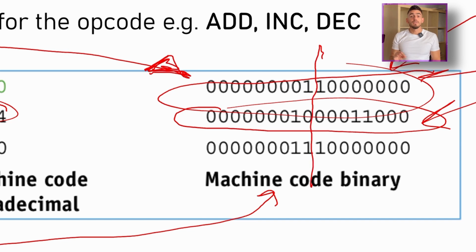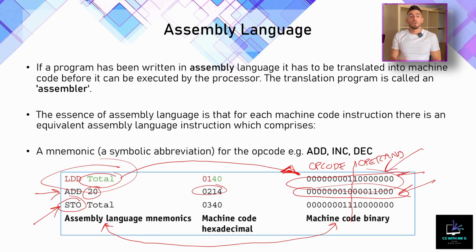Literally split these in half. These would be the opcodes, and these will be the operands. Nice and simple. So opcode and operand, really simple.